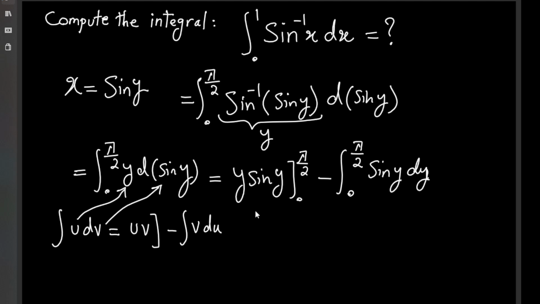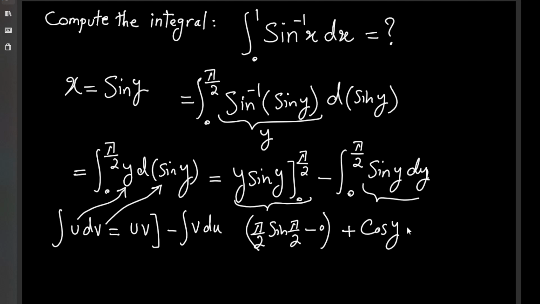Okay, so things are straightforward now. This one translates to just pi over 2 times sine pi over 2, and then of course substituting y equals 0 gives you 0. So that's the first one. For the second one, we have an integral, which is a straightforward sine y dy. That's going to give you a negative cosine. So this will give you negative cosine, and there is a negative in front of it, so it becomes positive cosine y, from 0 to pi over 2.